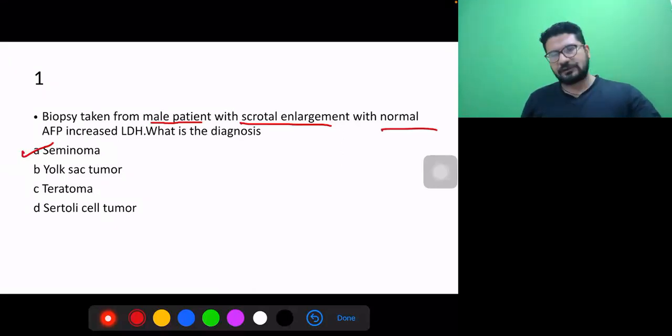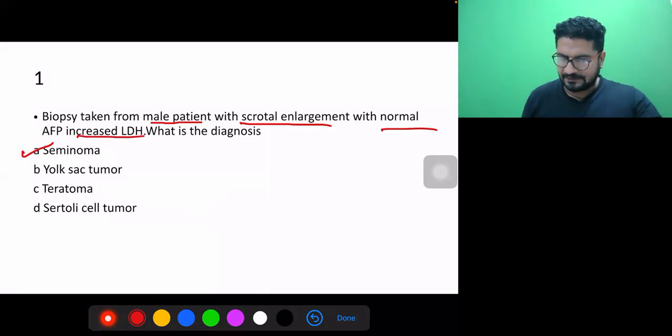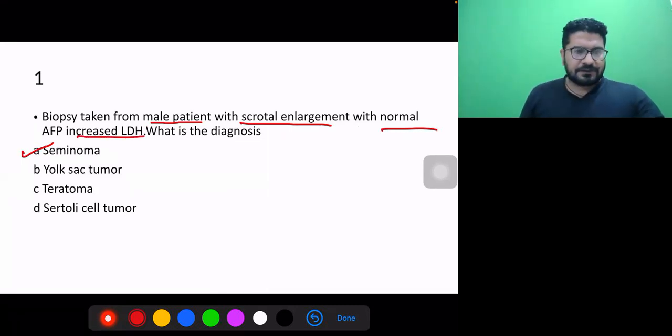A biopsy is taken from a male patient with scrotal enlargement, normal alpha fetoprotein level, and increased LDH. So these are the hints given in the question. What is the type of tumor? This is a case of seminoma.